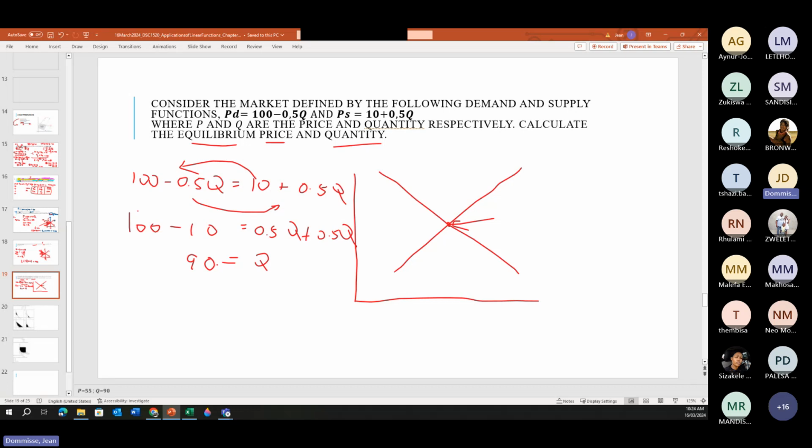Okay, so then we've got Q. We will need to solve for P. So you can put this 90 into that formula, or you can put it into that formula. Doesn't matter, you will get the same answer. So price of demand, 100 minus 0.5 times 90. So that will be 100 minus 45, which will give us a price of 55.